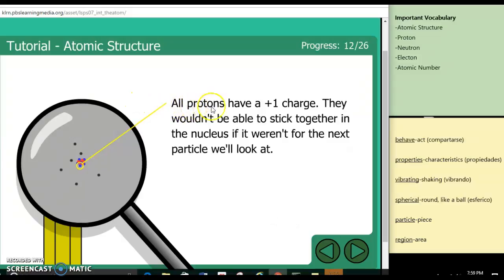All protons have a +1 charge. You could also say this, all protons have a positive charge. They wouldn't be able to stick together in the nucleus if it weren't for the next particles we'll look at.